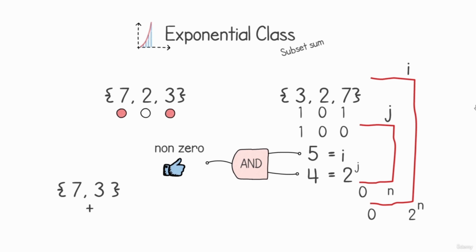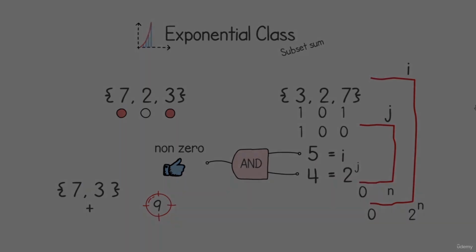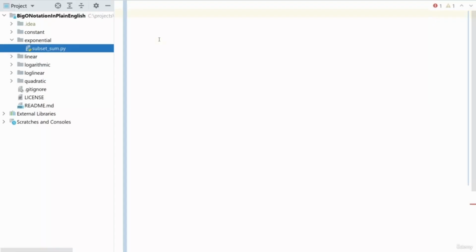What's left to do now is to add this subset together and check if it gives us the same result as our target input. This is basically the algorithm that we want to implement, and we shall do this in the next video. Hello everyone, in this video we will implement the subset sum algorithm.